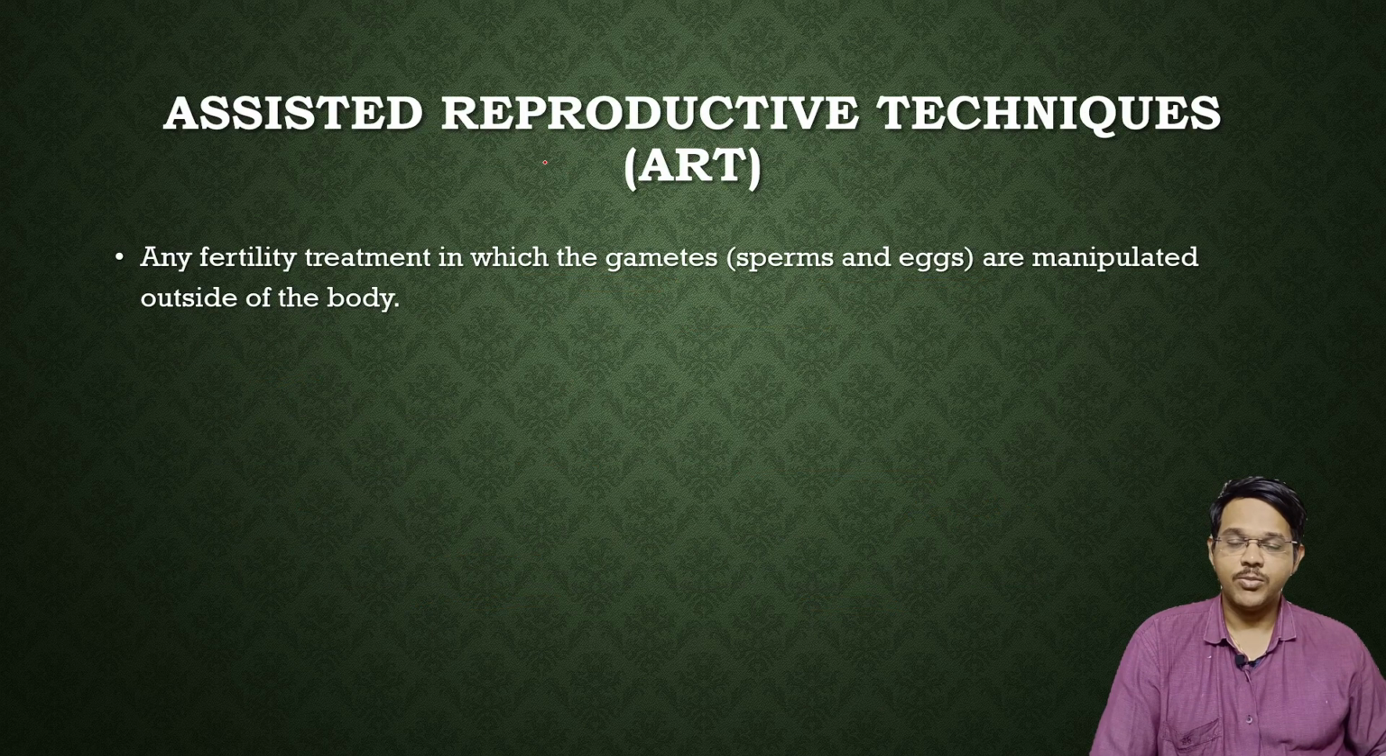Now coming to assisted reproductive techniques. These are fertility treatments in which gametes, that is sperms and eggs, are manipulated outside the body. Here they are not naturally fertilized. The sperms or eggs are taken outside the body and manipulated in such a way that they get fertilized in a different way, and then they are implanted into the uterus so that they develop into a child. So it is an assisted technique to improve the chance of fertilization.